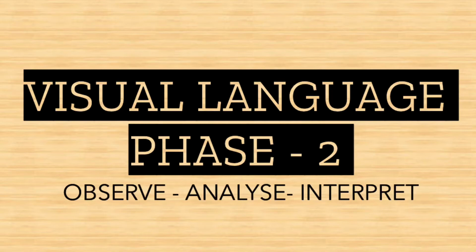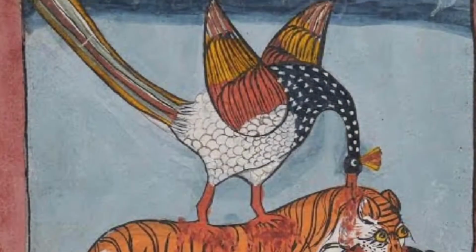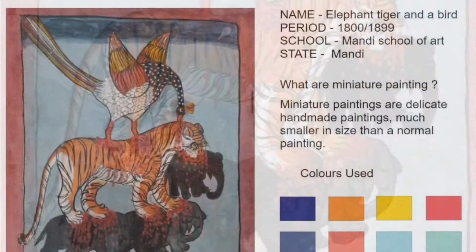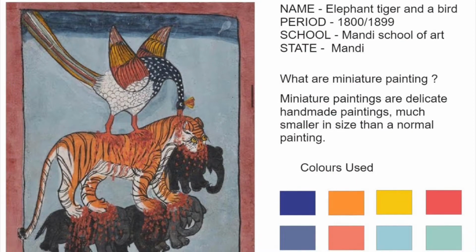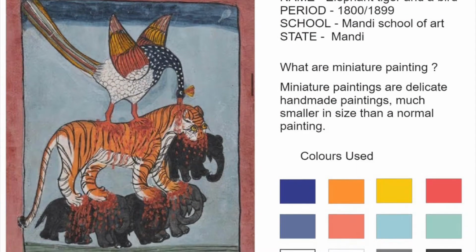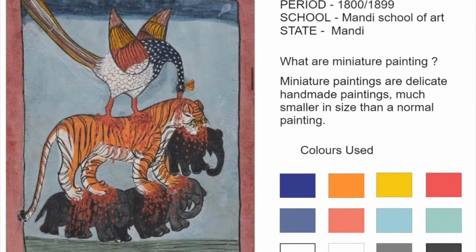Hello everyone, today I'm going to talk about the visual language of an artwork named Elephant, Tiger and a Bird. This painting was painted under the Rajput dynasty during the 19th century in the Mandi School of Art. It is a miniature painting inspired by the Pahari School of Art, known for its miniature paintings with the bow lines and the detailed features.